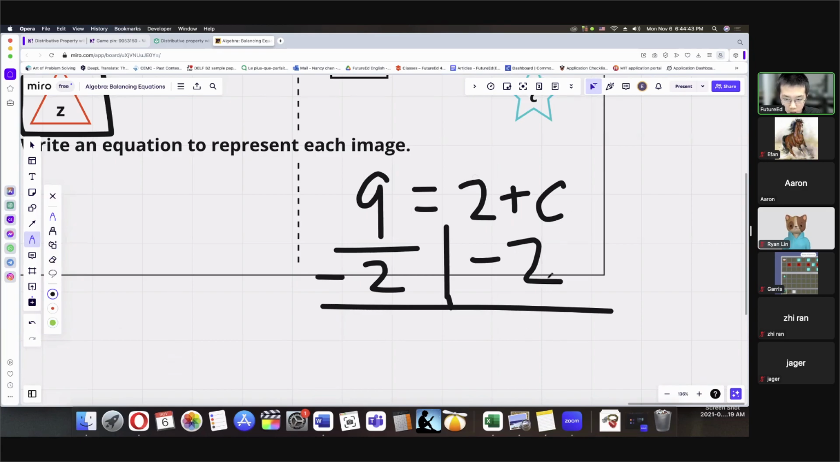The 2 minus 2 does cancel out, right? But we still have the C. Do you see that? Just because we undid an operation, it doesn't mean it's 0. Okay? So if there's still a variable that we haven't touched, the variable is still there. So C is still on the right side. Okay? Are you following, Aaron?